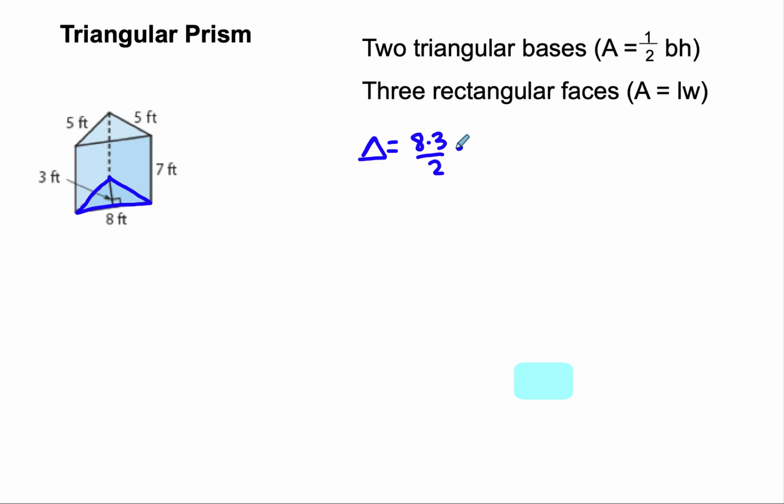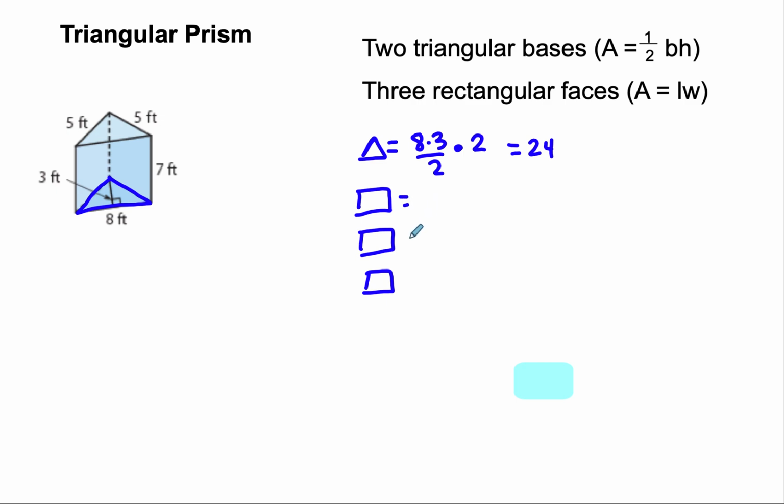Then I can take it times 2 because I have 2 of them. Okay, so 8 times 3 is 24 divided by 2 is 12. And then times 2 is 24. So 24 is the area for both triangles together. Now I have 3 different rectangles. A lot of times they're different sizes, sometimes they're the same size.